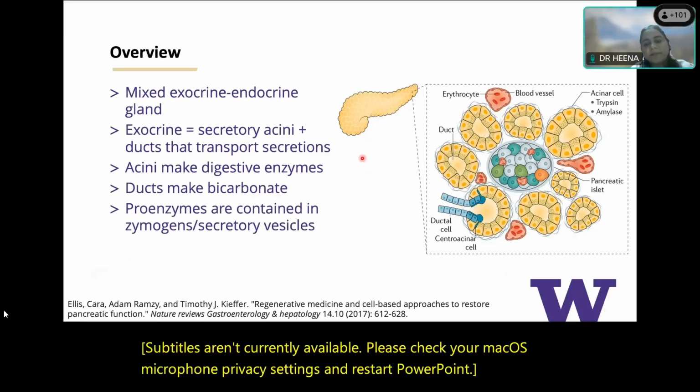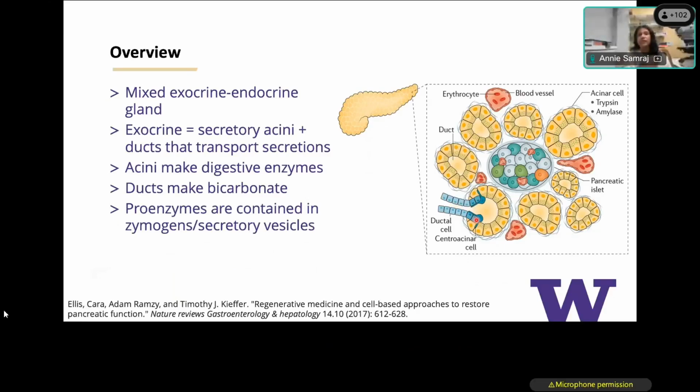Yes, ma'am. Okay. What we're seeing here in yellow are the acini, and here in blue are the ducts. Any sort of gland, whether it's the mammary gland or the parotid gland, has acini that make the secretions, and then a duct system that carries the secretions out.